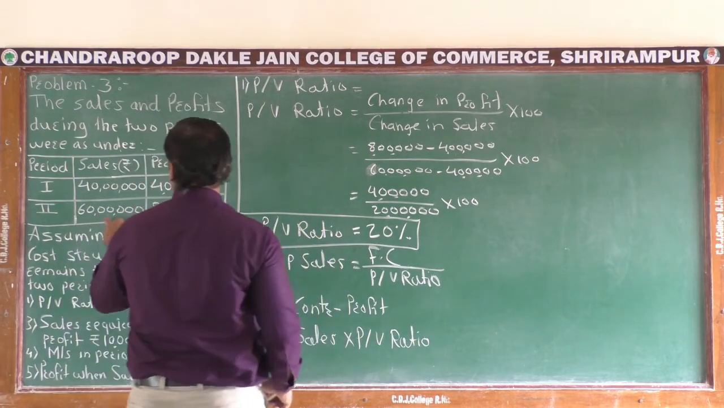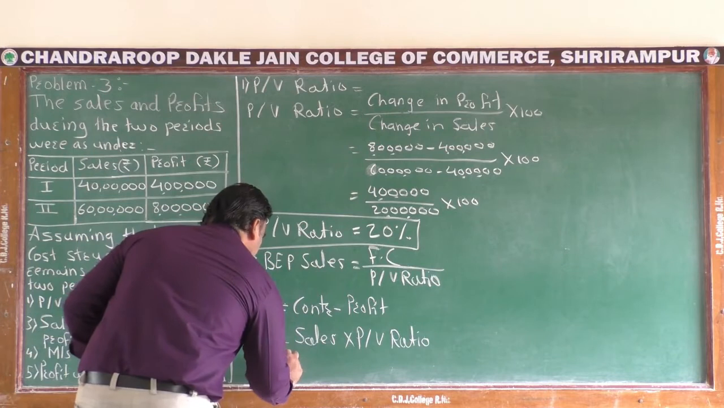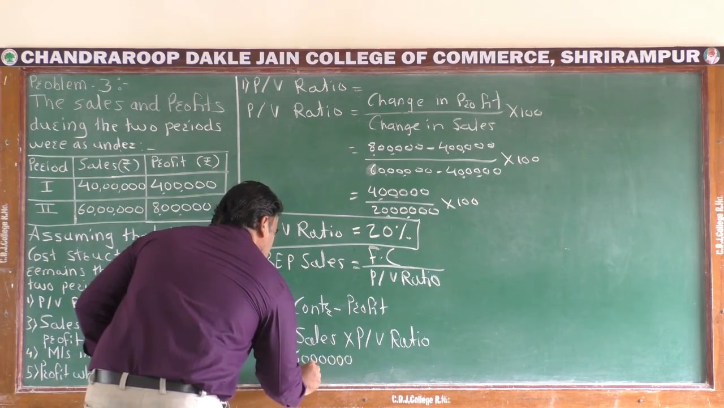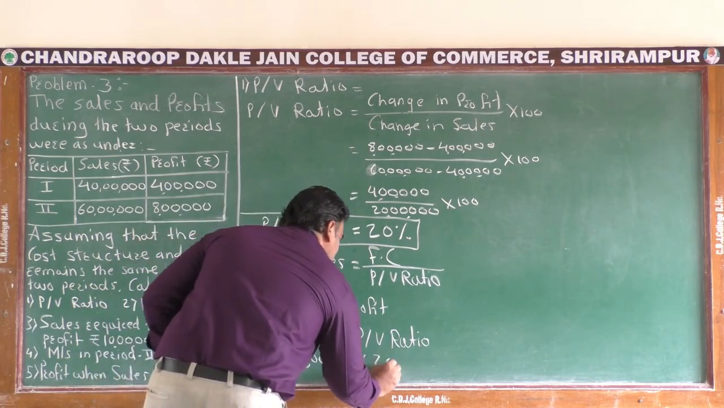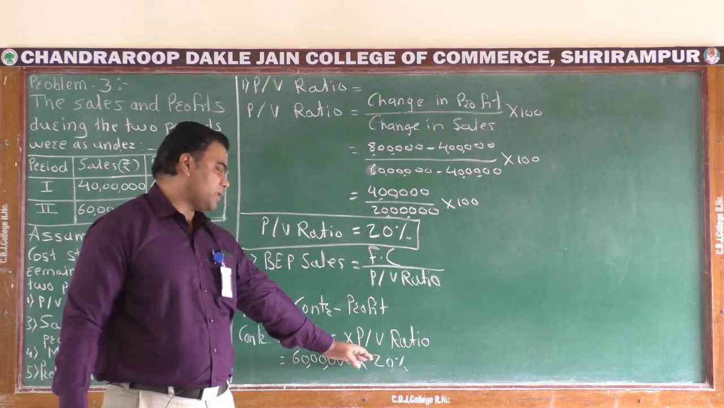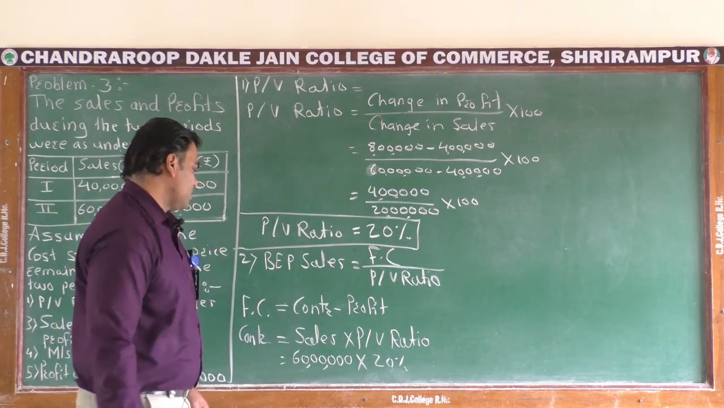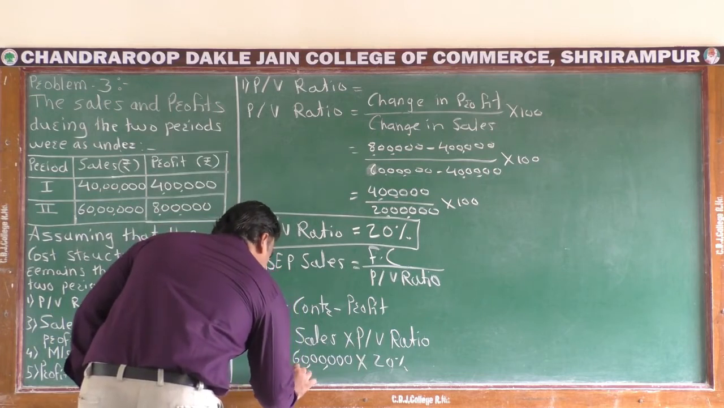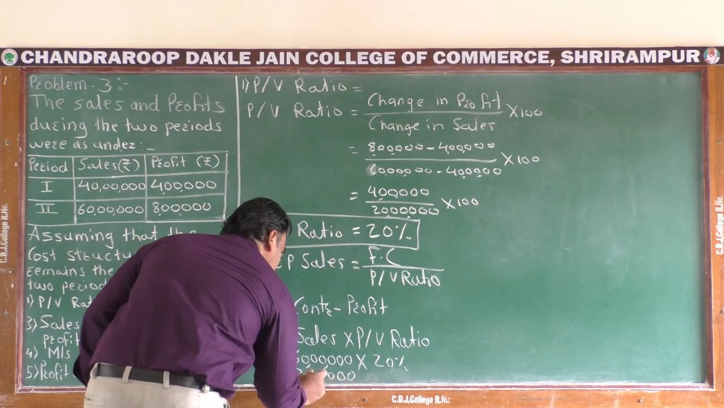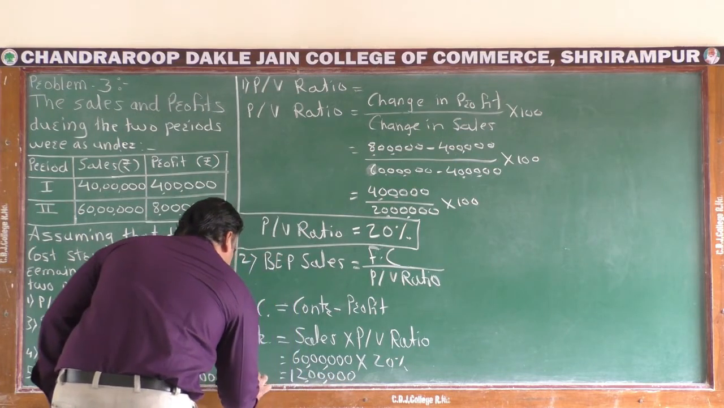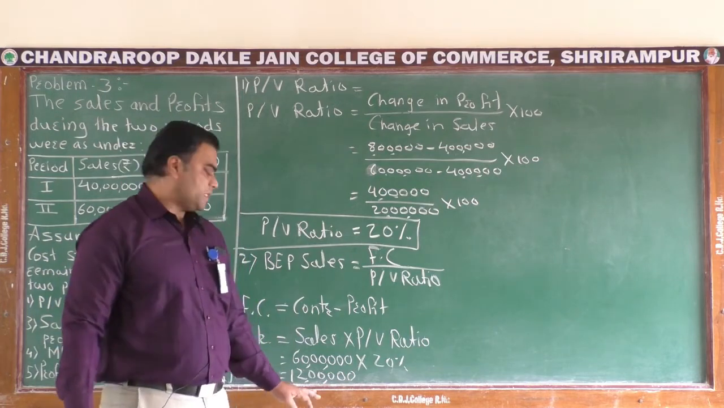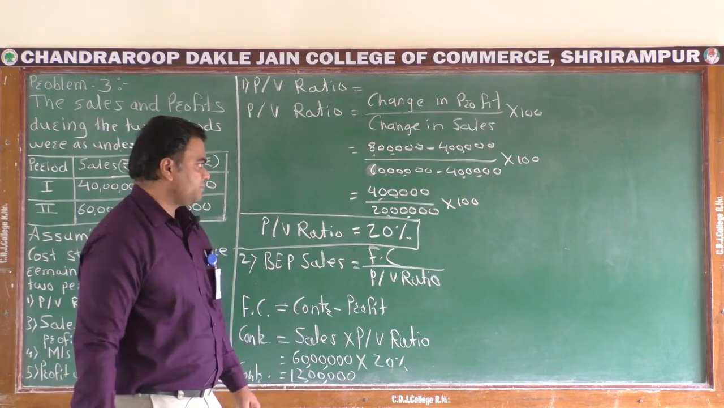So sales for period second is 60 lakh. 60 lakh into PV ratio, which is 20%. So 60 lakh into 20%. What will be the amount? 12 lakh. 12 lakh will be the amount of contribution. Now we have calculated contribution, which is rupees 12 lakh.